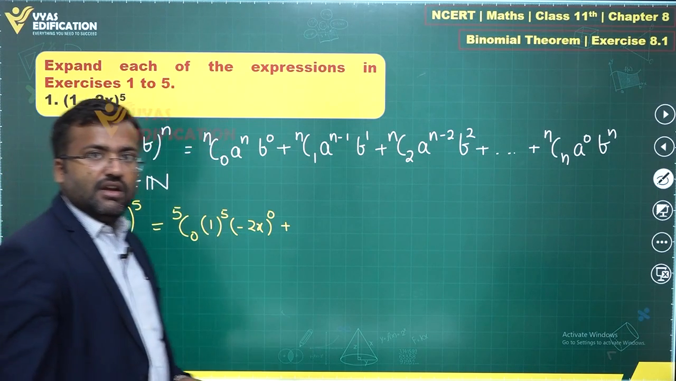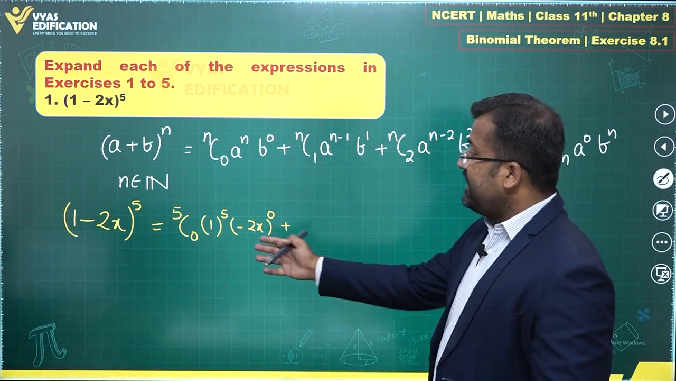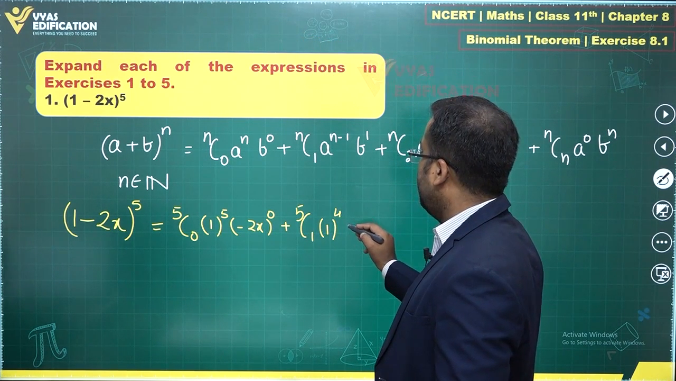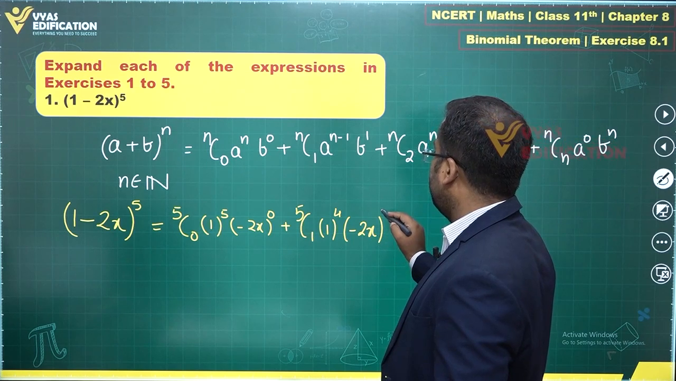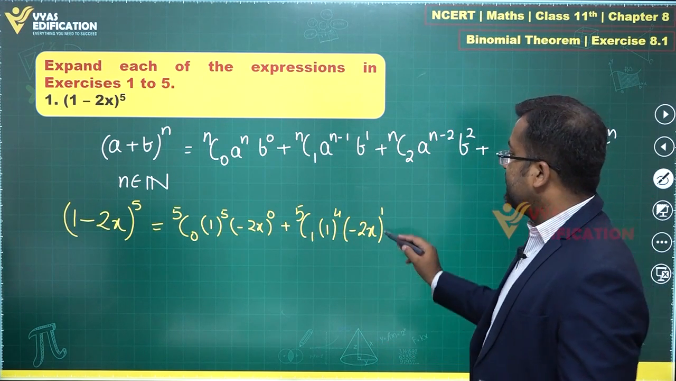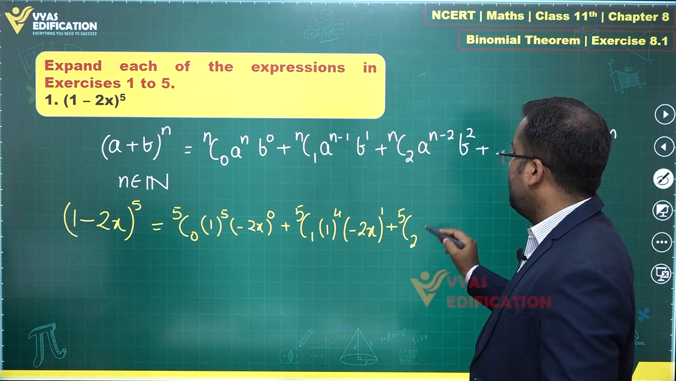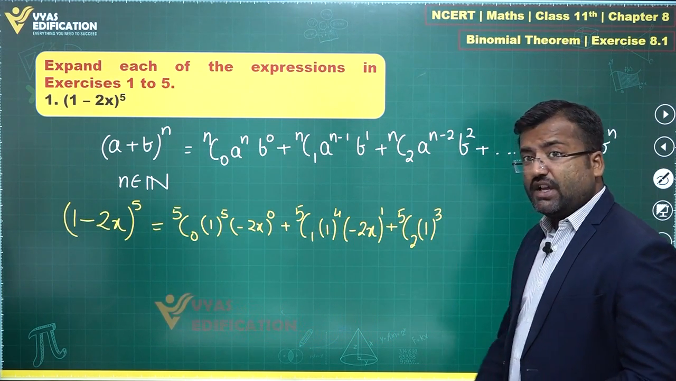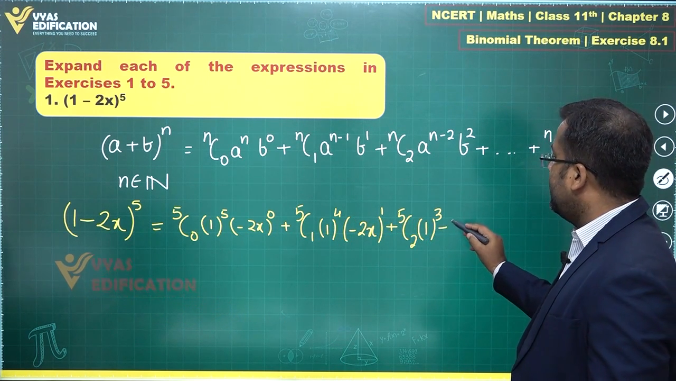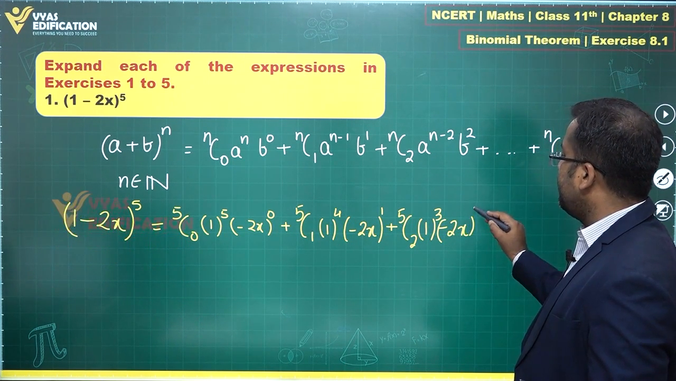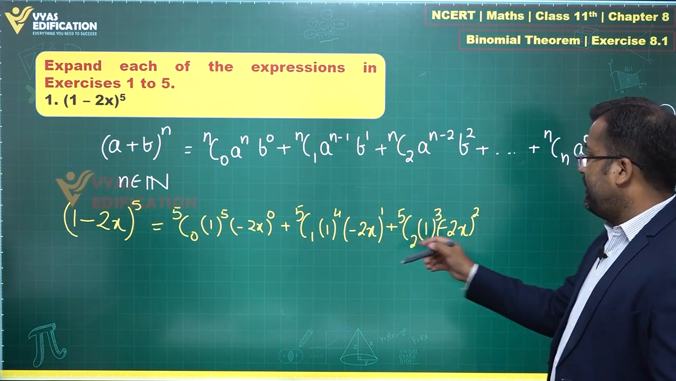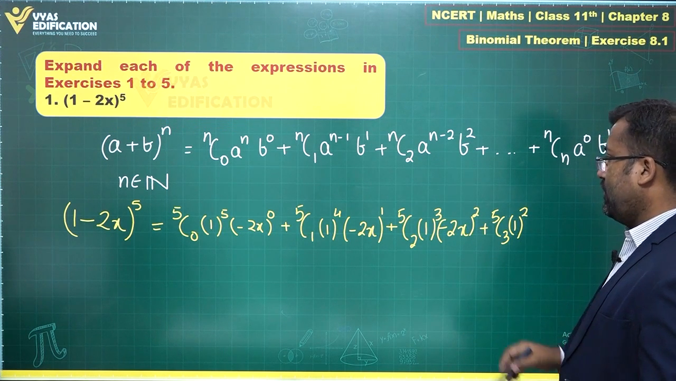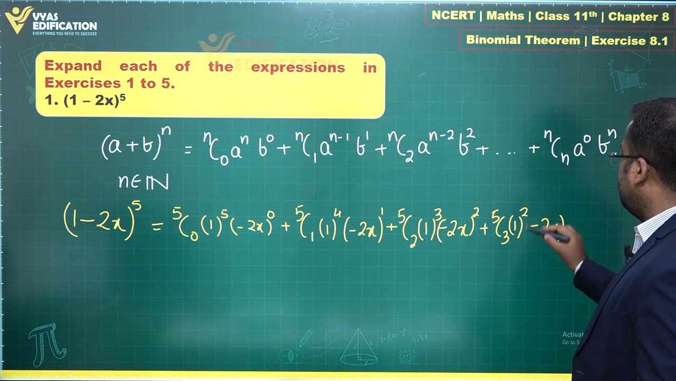This is the first term. The next term will be 5C1, 1 power 4, (minus 2x) power 1. The next term will be 5C2, 1 power 3, (minus 2x) power 2. Powers of 1 are gradually reducing and powers of minus 2x are gradually increasing, as you can see. In the next term, you'll have 5C3, 1 power 2, (minus 2x) power 3.